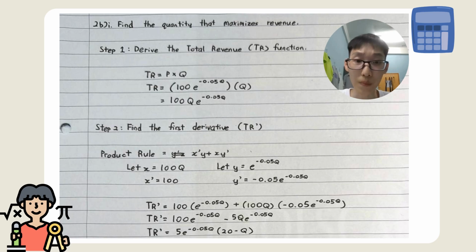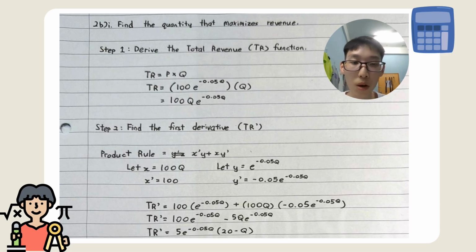After deriving the derivatives of S and Y, we will get S prime equal to 100 and Y prime equal to -0.05e^(-0.05Q). And then we will substitute the values into the product rule formula, and we will get 100(e^(-0.05Q)) plus 100Q multiplied by (-0.05e^(-0.05Q)).